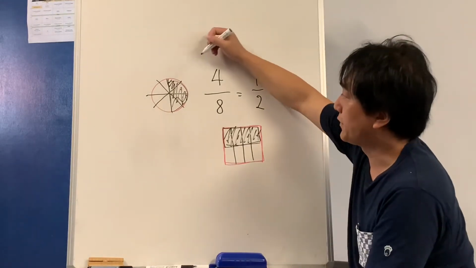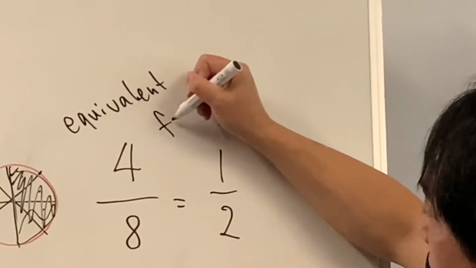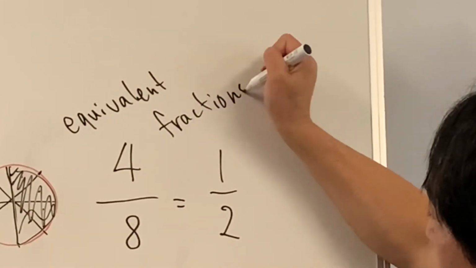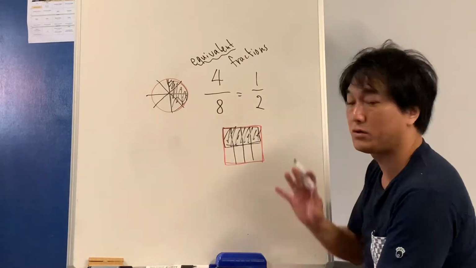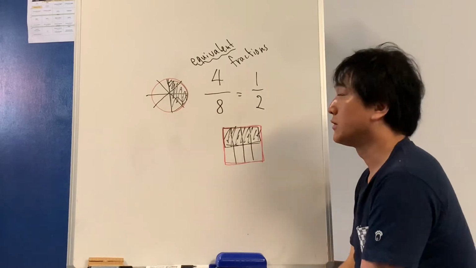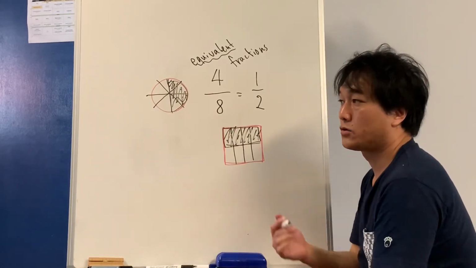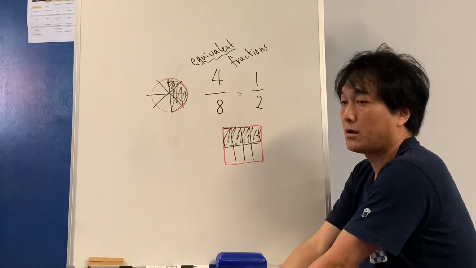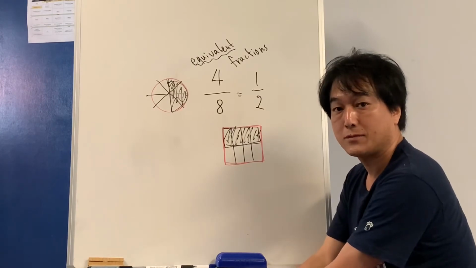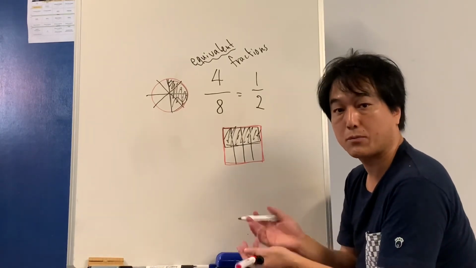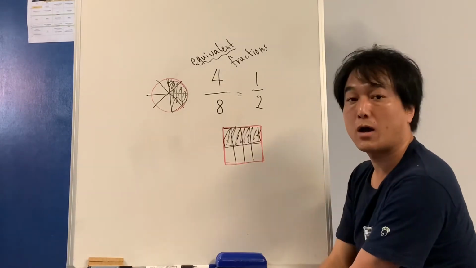We call these equivalent fractions. Equivalent really means they look different but are exactly the same. So for example, we say $1 is equivalent to 80 yen, Japanese yen. So equivalent means they look different but they're pretty much the same. So 4/8 is equivalent to 1/2.